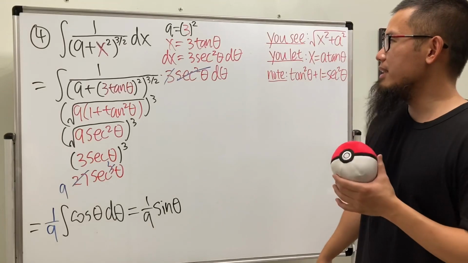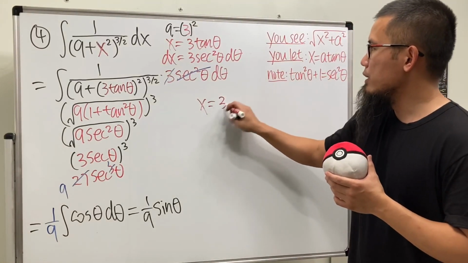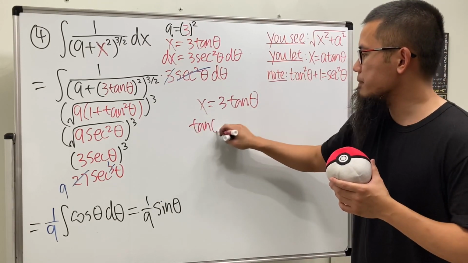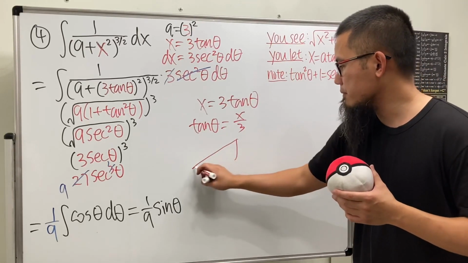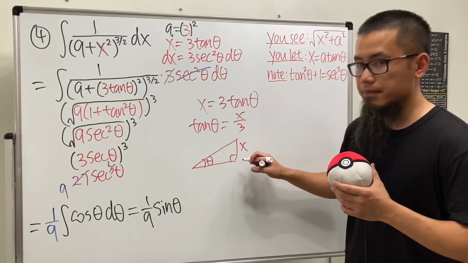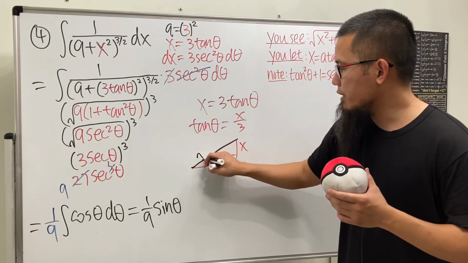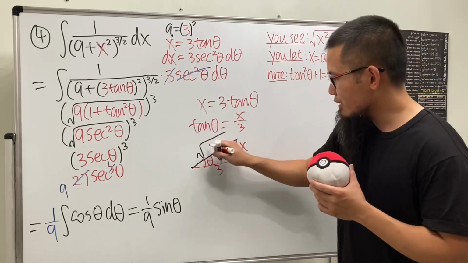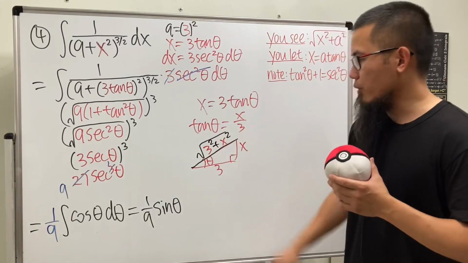Alright, and then at the end, we just have to go back to the x world. Take a look right here. We know x is equal to 3 times tangent theta. So that means tangent theta is equal to x over 3. Draw a right triangle real quick. Right angle here. Angle theta here, this is the opposite. This is the adjacent. And the hypotenuse is, open the square root, and we do this thing square. Actually, yeah, this thing square because the 9 goes first. 3 squared plus this thing squared, x squared, like so.